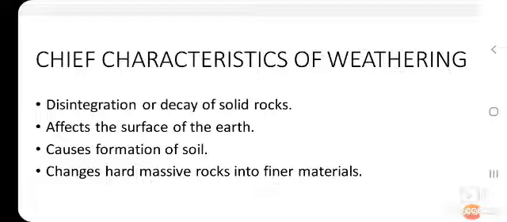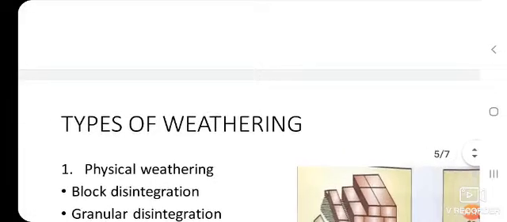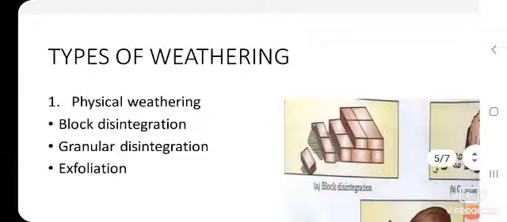Okay children? So now moving forward, let us learn about the types of weathering. There are different types of weathering. As you have already understood what is weathering, what are the factors influencing weathering, and what are the chief characteristics of weathering, now let us learn the types of weathering. The types of weathering are physical weathering, and it has so many subheadings also. Let me deal with each and every one clearly. Then the second one is chemical weathering, and the third one is biological weathering.